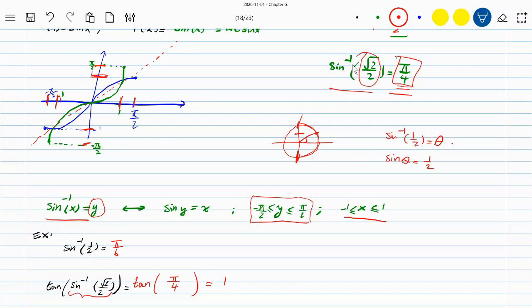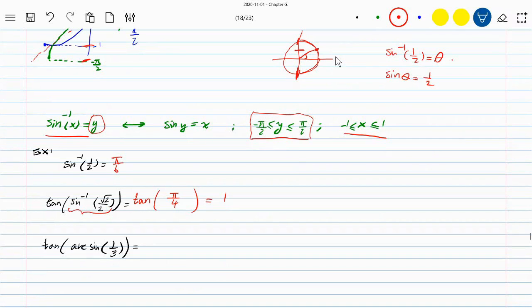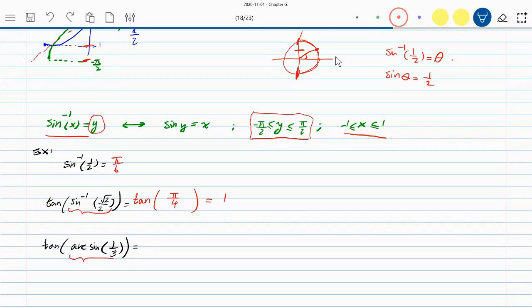Okay? This technique, in this case, works, but not always. Sometimes it is not possible to find the inverse properly. So in this case, if I ask you what is the tangent of arc sine of 1/3, you don't know what this angle is. You don't know the exact value. You can use a calculator to find it, but it's going to give you a decimal value. That's not a proper way to find it. So there's a trick to calculate these types of compositions. So let's call this arc sine 1/3 as theta.